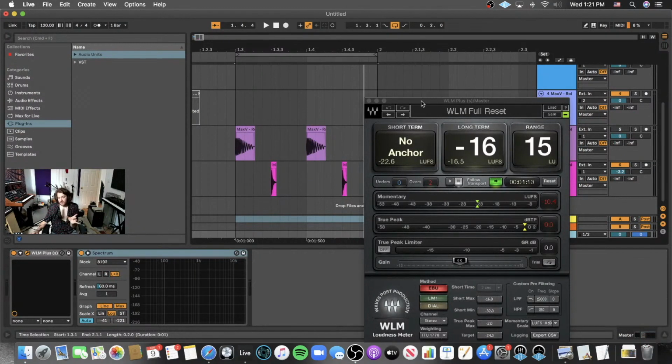So that's the critical difference here: one of them is measuring loudness in terms of the actual vibration of the sound, and one of them is measuring loudness in terms of the perception of the sound.